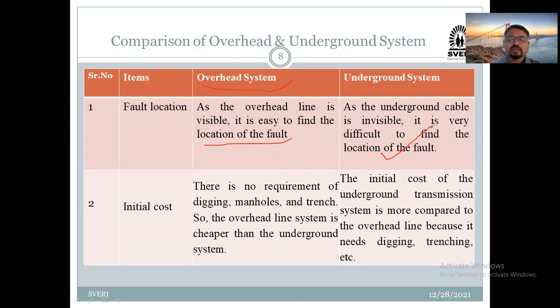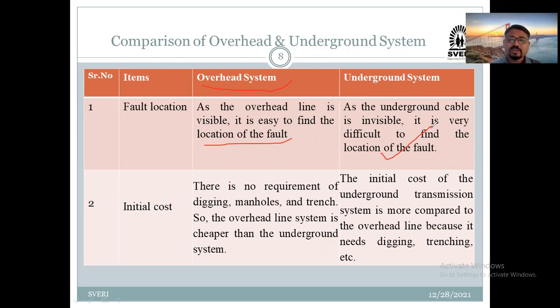सगळ्यांना पहिला पॉइंट कळाला का? Everybody got the first point? Yes, sir. Why is it difficult? As far as the overhead system is concerned, it is visible to our naked eye. म्हणजे आपल्या डोळ्याला ती इझिली दिसू शकते, त्यामुळे फॉल्ट लोकेशन फाइंड आउट करणं इझी आहे. But as far as the underground system is concerned, the cable is not visible to us, the wires are not visible to us. That's why it is very difficult to find out if any fault occurred in the underground system. कळलेलं आहे का सगळ्यांना? Everybody got this point?